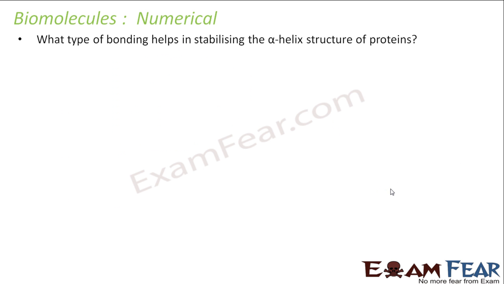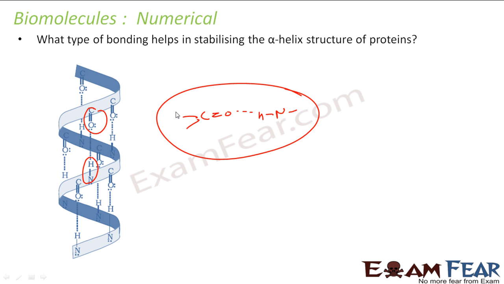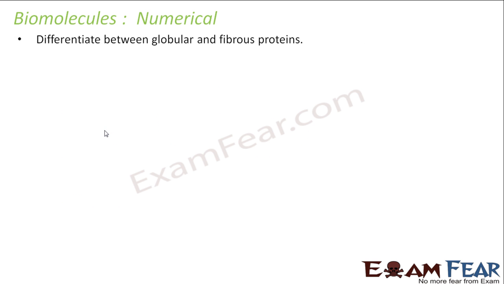Correct? What type of bond helps in stabilizing alpha helix structures? If you see this alpha helix structure, there is a hydrogen bond between NH and CO. So this is a hydrogen bond between NH and CO. So this helps in stabilizing the alpha helix, right? Hydrogen bond between NH group and CO of the adjacent turn. This helps in stabilizing the alpha helix structure.